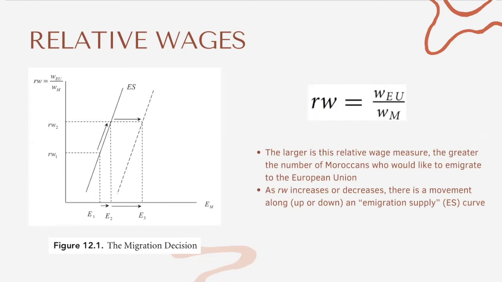As the RW increases or decreases, there's a movement going up or going down along the emigration supply curve, or ES, as we call it in this curve. So for example, a rise in the relative wage from RW1 to RW2 will increase the desired emigration from E1 to E2. So it will move upwards.